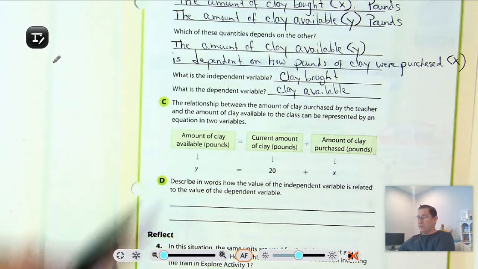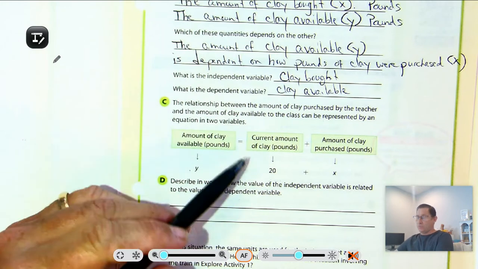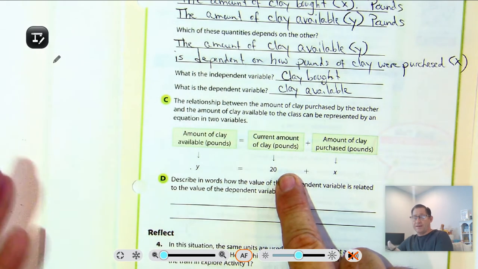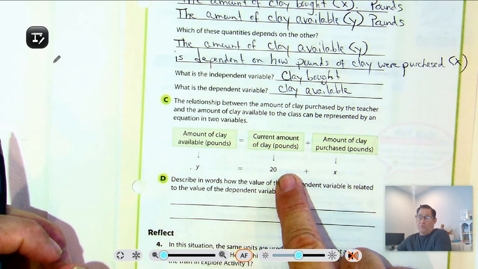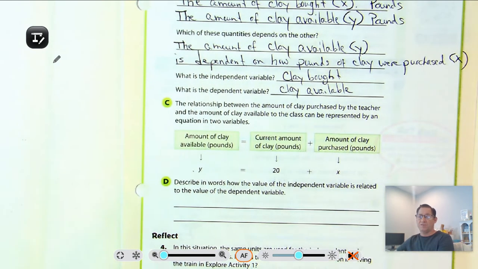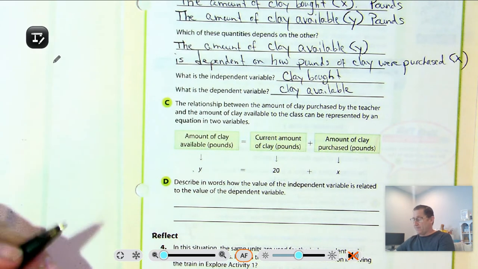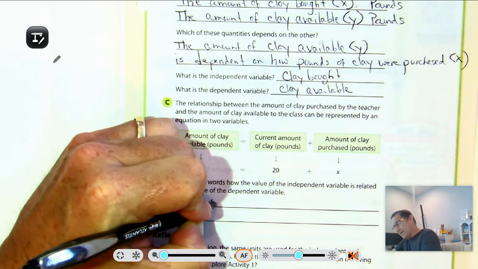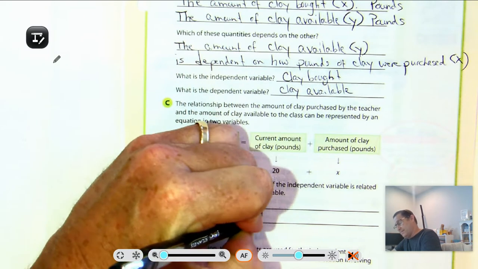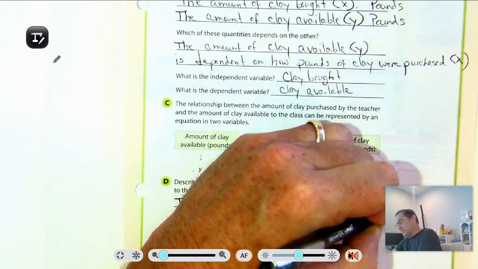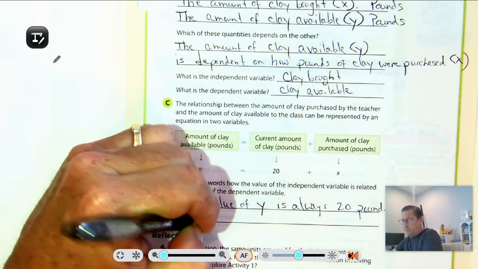Okay, so where's that relationship then? So Y, the amount available, is equal to 20 plus however many pounds she purchased. Now, why is it 20? Because remember that that's how many pounds of clay she already has. So again, if she doesn't buy any, there's 20 pounds still available. If she buys 10 pounds, there's 30 pounds available, and so on. So D, describe in words how the value of the independent variable is related to the value of the dependent variable. Well, the value of Y is always 20 pounds more than the value of X.